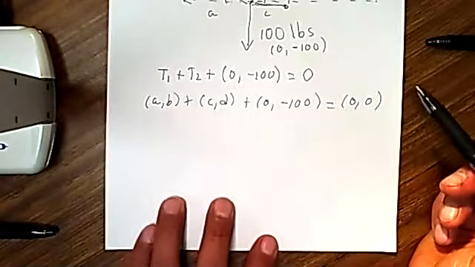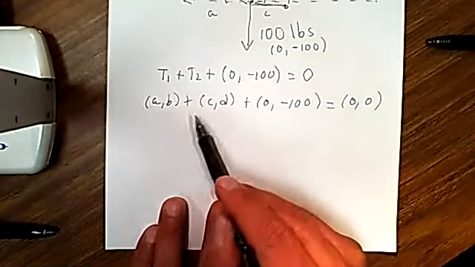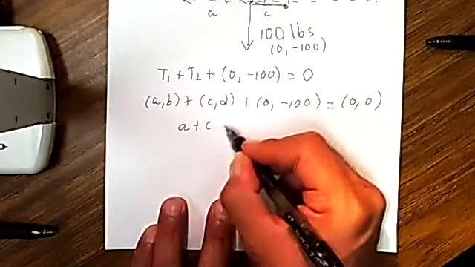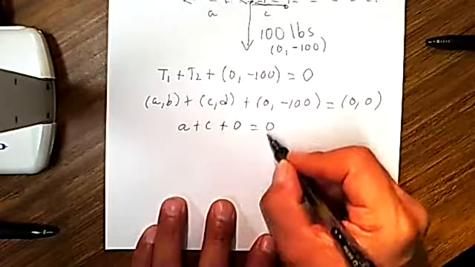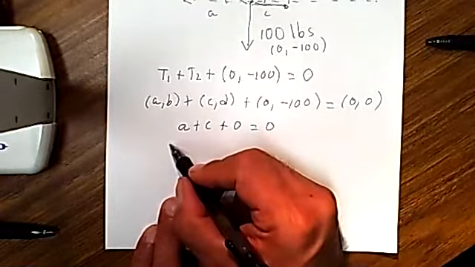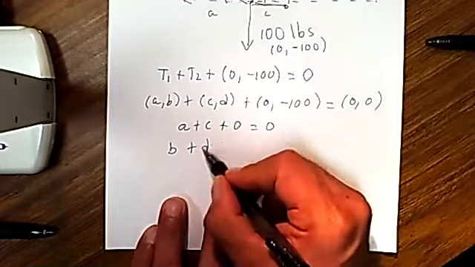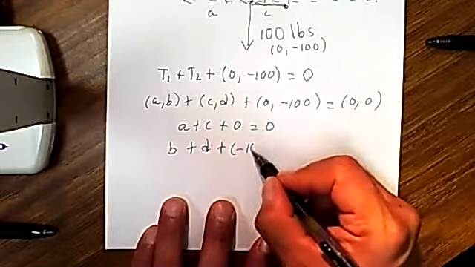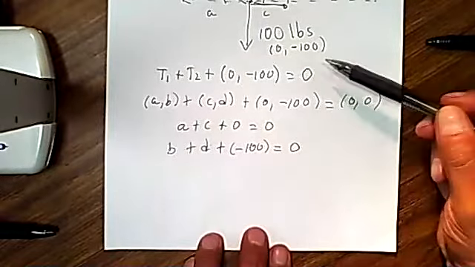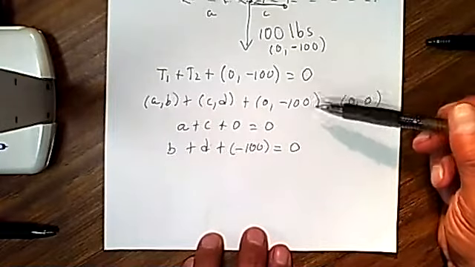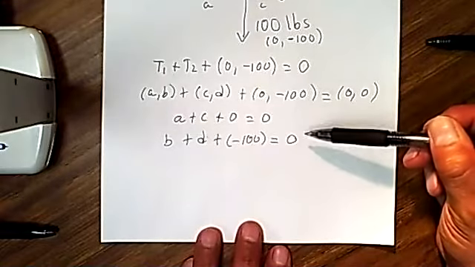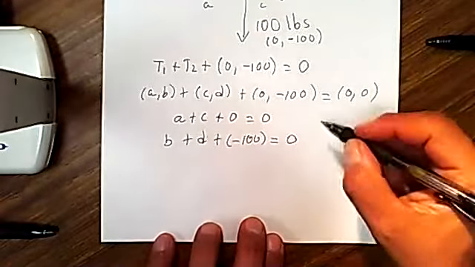And we add vectors component-wise, which means that A plus C plus 0 is equal to 0, while B plus D plus negative 100 is also equal to 0. So the initial setup uses vectors, but we can break the vector equation into two equations or a system of equations.